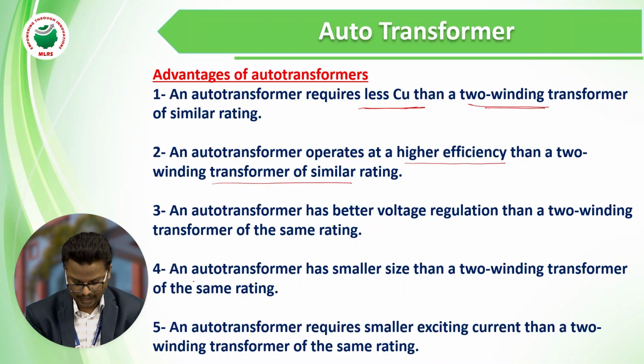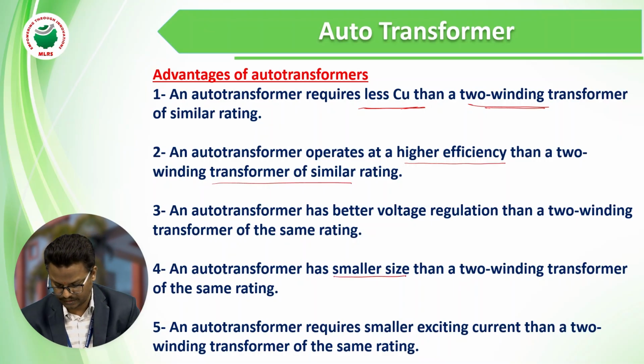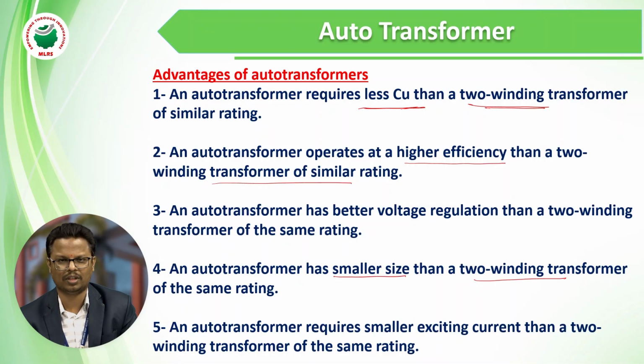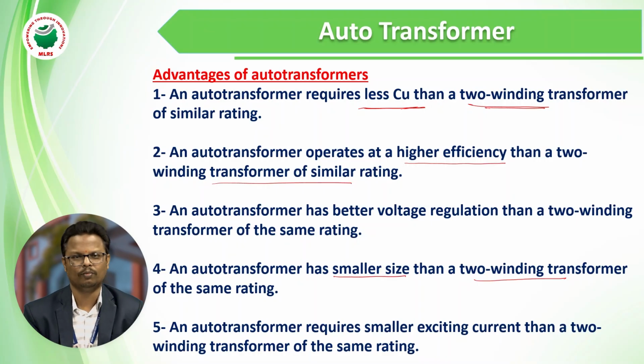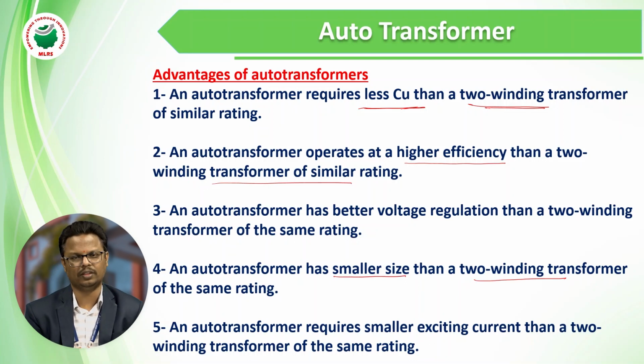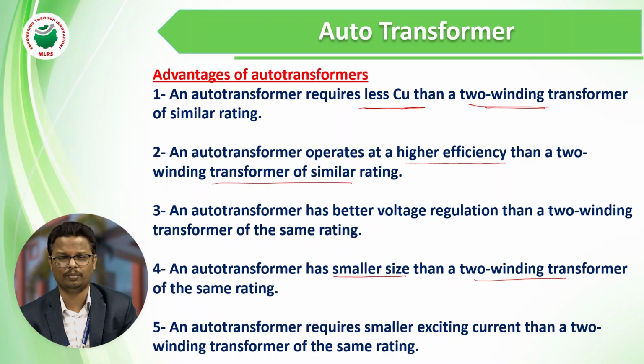And the next one is an auto transformer has a smaller size than the two winding transformer at the same rating. So if you take two transformers, one is an auto transformer, another one is a two winding transformer for the same rating. If you compare the size and the weight, the size and the weight is less in the auto transformer than the two winding transformer. So that is also one other advantage we have. Okay, the size will be reduced, the cost will be reduced, and the size is also less for the same rating.